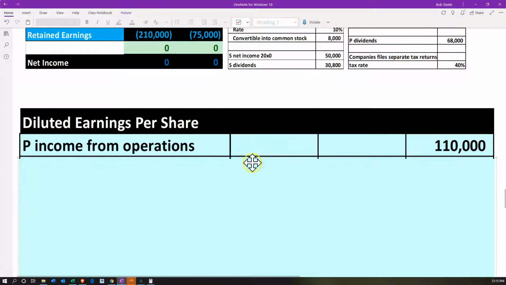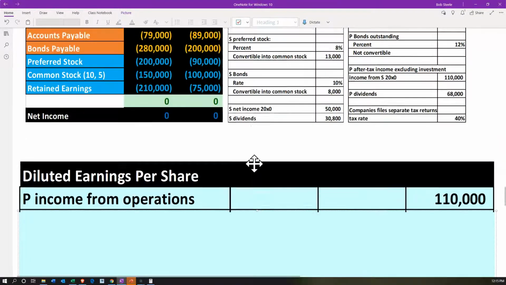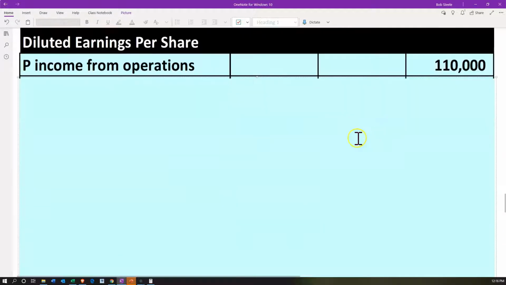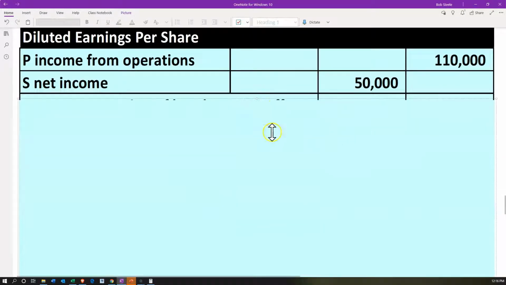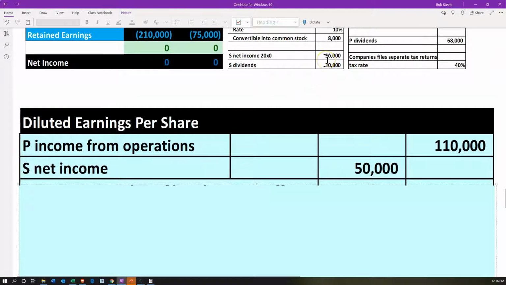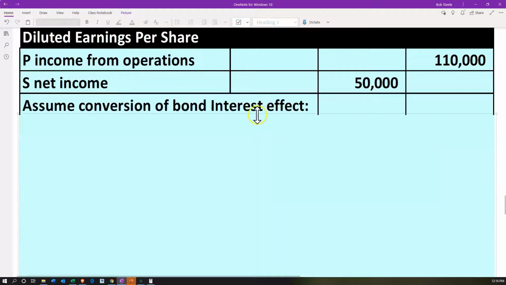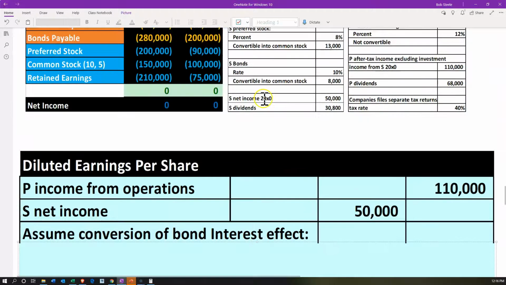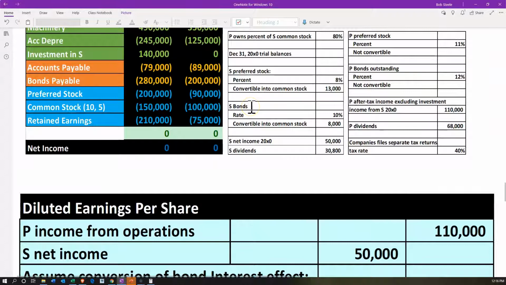All right, so then we have P income from operations, same starting point, 110,000. P's net income. Then we're going to go to, once again, the S net income, which is the 50,000. We're going to pull that into the inside. That's going to be this number. That's where it's coming from. Then we're going to assume the conversion of the bond interest effect. So in other words, we have the bonds up top for S. And the bonds are here. They could be converted into 8,000 common stock. What if they were converted to the common stock? Well, one effect would be the fact that the bond interest would no longer have to be paid, and there would be a tax effect on the interest.